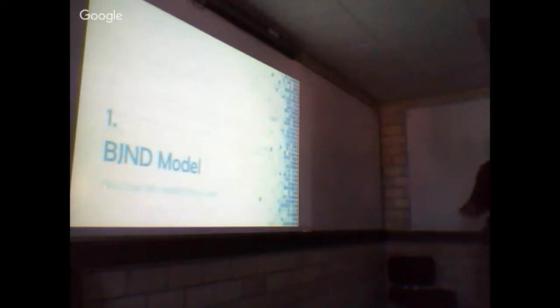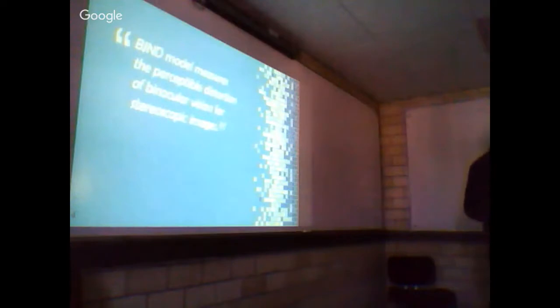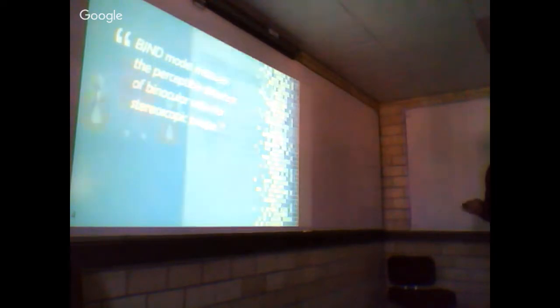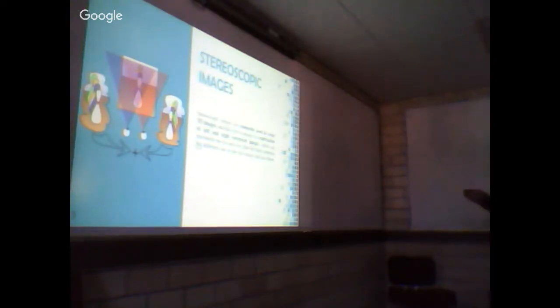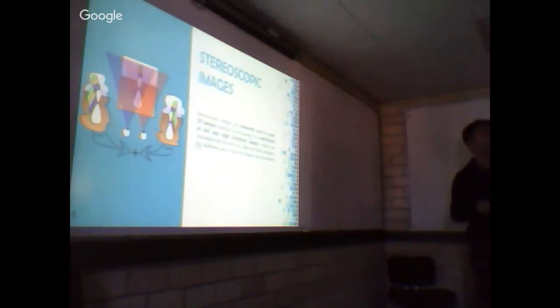Well, how has this model been used? First, we need to define what the BJND model is. The BJND model tries to measure the perceptible distortion using binocular properties of the image for stereoscopic images. So, also we need to know some terms used for 3D content. One of them is stereoscopic images. Stereoscopic images is the most common format used to create 3D content.